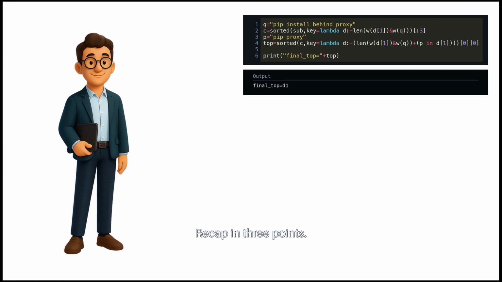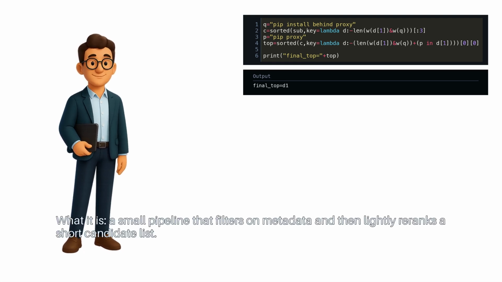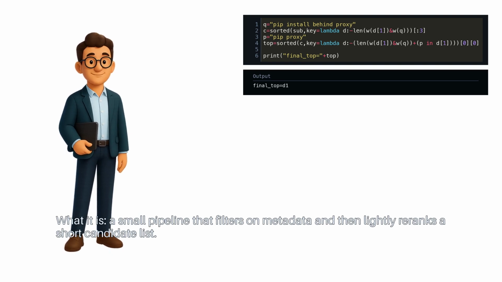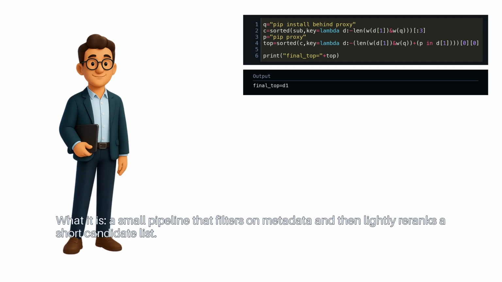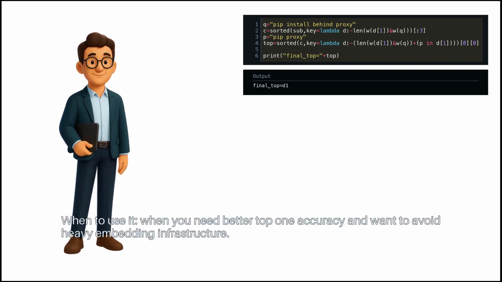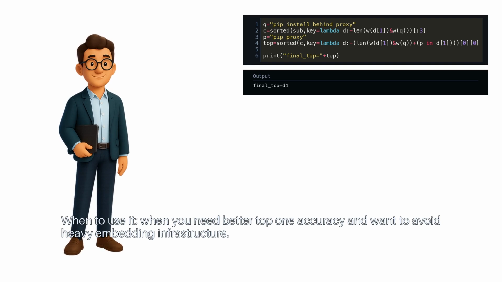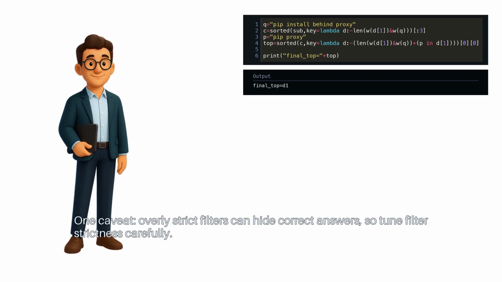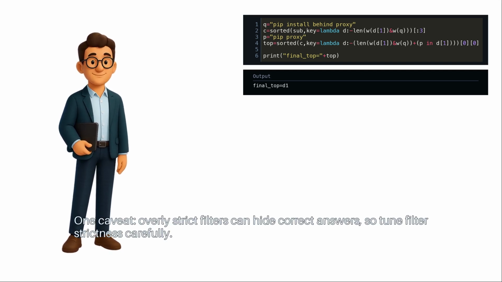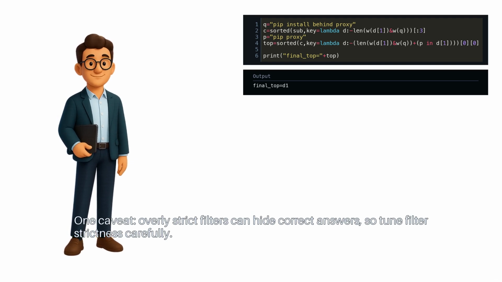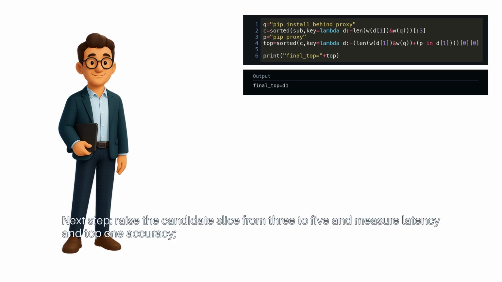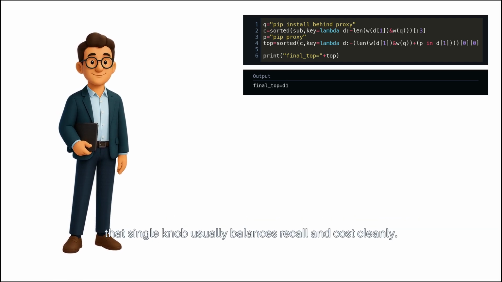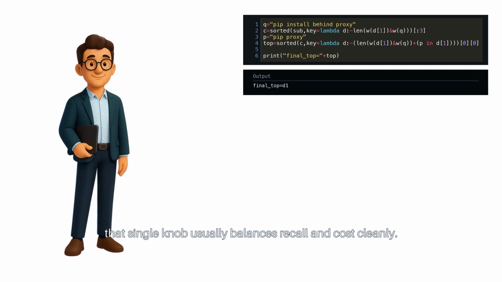Recap in 3 points. What it is: a small pipeline that filters on metadata and then lightly re-ranks a short candidate list. When to use it: when you need better top 1 accuracy and want to avoid heavy embedding infrastructure. One caveat: overly strict filters can hide correct answers, so tune filter strictness carefully. Next step: raise the candidate slice from 3 to 5 and measure latency and top 1 accuracy. That single knob usually balances recall and cost cleanly.